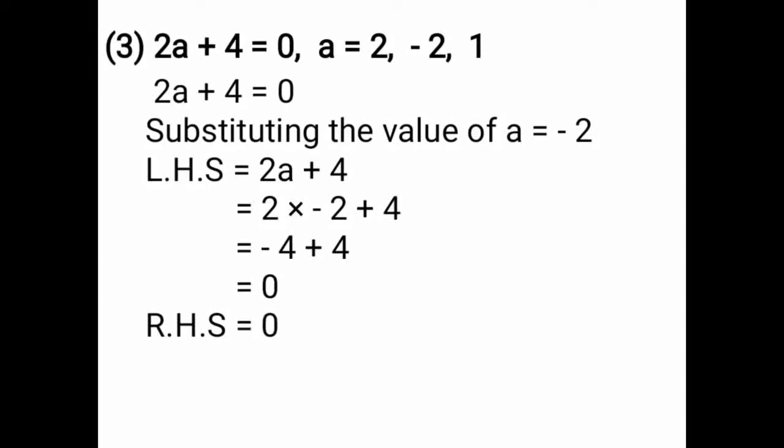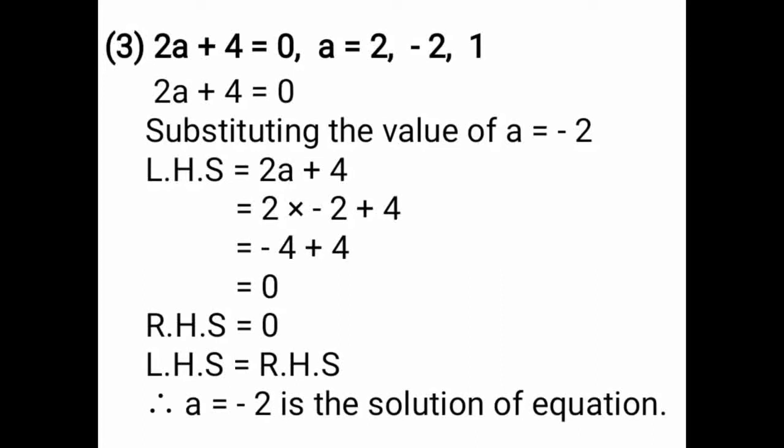Right side also is 0. Left side is equal to right side. Therefore, a is equal to -2 is the solution of the equation. Other value of the variable a is given, 1. You have to solve this sum again by substituting the value of a is equal to 1. You have to follow the same process as for a is equal to -2.